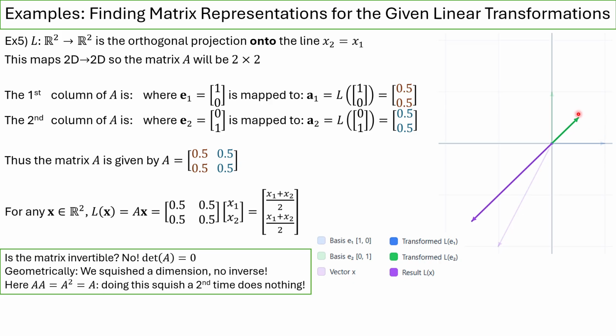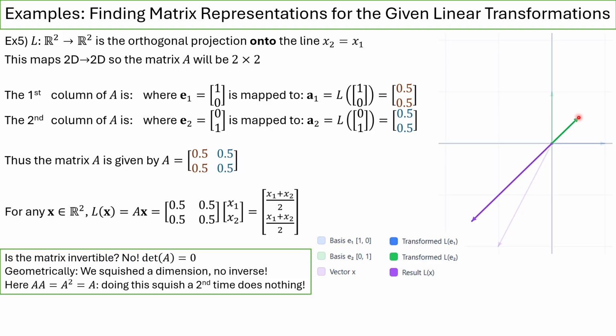For example, if we say, okay, our output is (0.5, 0.5), what was the input? Well, we can't know if our input was (1, 0) or (0, 1) or even (-1, 2) or any other point that would project onto this output point. So we can't go back. We destroyed that information. There's no inverse for this transformation.